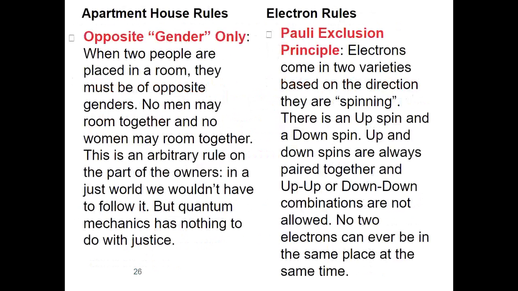Pauli exclusion principle. Electrons come in two varieties based on the direction they're spinning. So there are up and down arrows. The reason they're opposite is because they're spinning in different directions. As an analogy, opposite genders only in one room. When two people are placed in a room, only two, remember the maximum in one room, they have to have opposite genders. That's the rule. No men may room together, and no women may room together. That's just to give an example of how it looks.